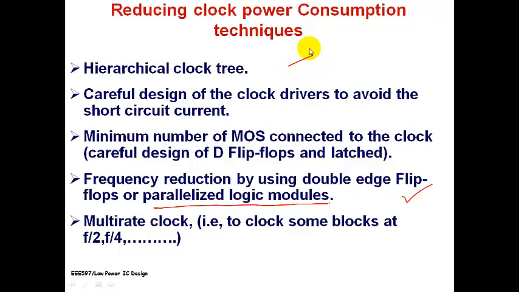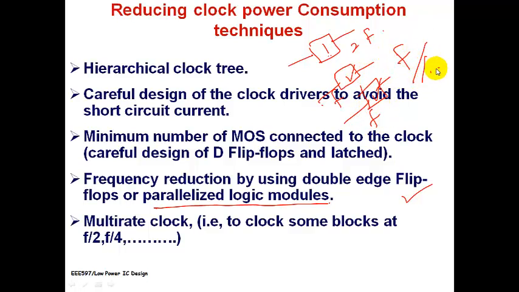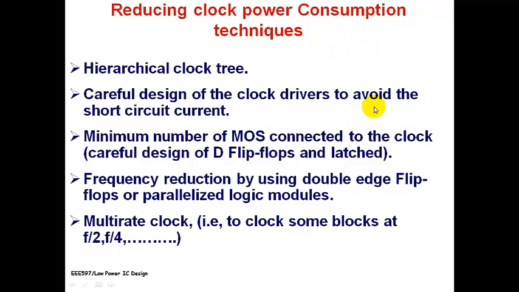I may want a certain set of operations done at 2f frequency, or otherwise I can have two such blocks. This one block can be replicated by two blocks, and both can be operated at f frequency. Ultimately I would have the complete work done. But the thing is, I would need parallelized redundant logic resources. Otherwise, we do multi-rate clocking. My ultimate aim is to reduce the clock power.